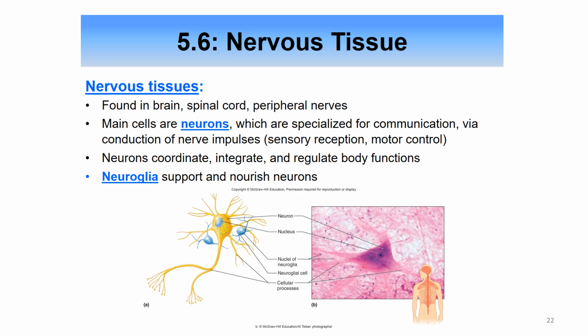Finally, nervous tissue is found in our brain, spinal cord, and our nerves. Know that the main cells making up nervous tissue are neurons. Then when we get to the nervous tissue chapter, we're going to cover how there are also these neuroglia, and these are the helper cells.